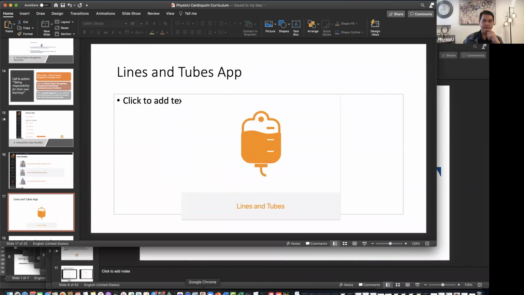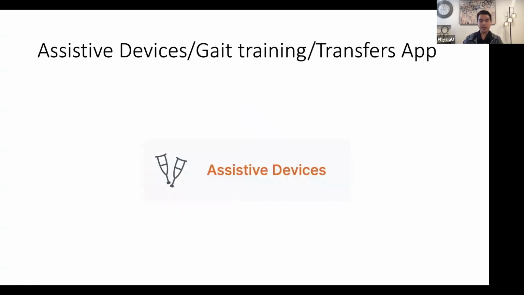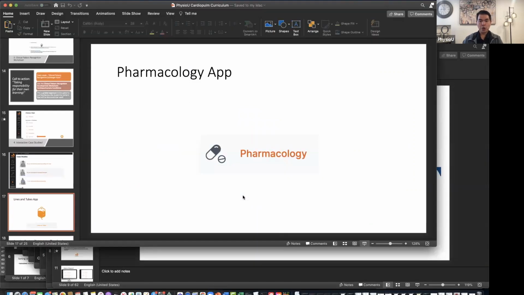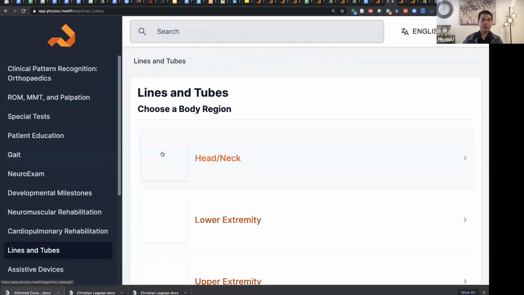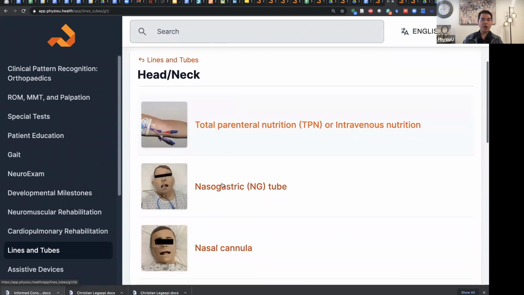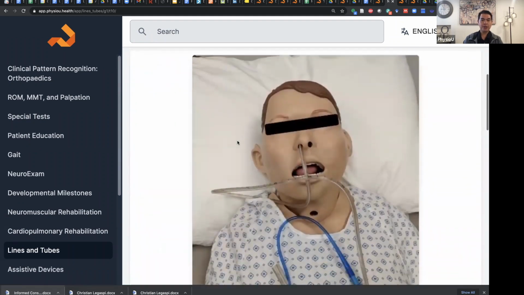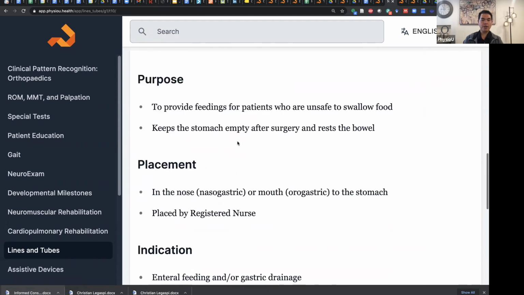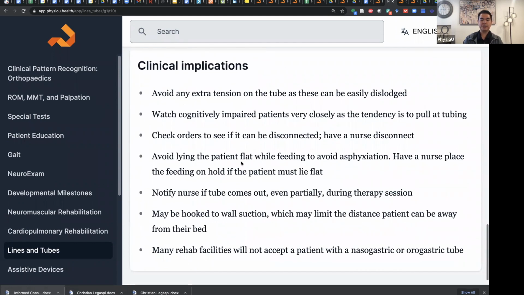Okay, thanks, Evan. Great. So I want to show you a couple of other apps that we've designed for lines and tubes for acute care. For lines and tubes, actually, I'm going to show you 3 pictures here: assisted devices and pharmacology. So let me give you a quick glimpse here. I'm going to go to lines and tubes. This is a quick reference guide. Here are the common lines and tubes that students are going to be exposed to. Here is what they are for, the placement, the indication, and what are some of the clinical implications.